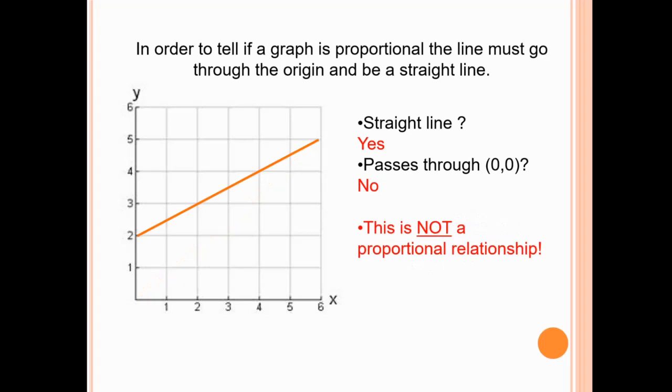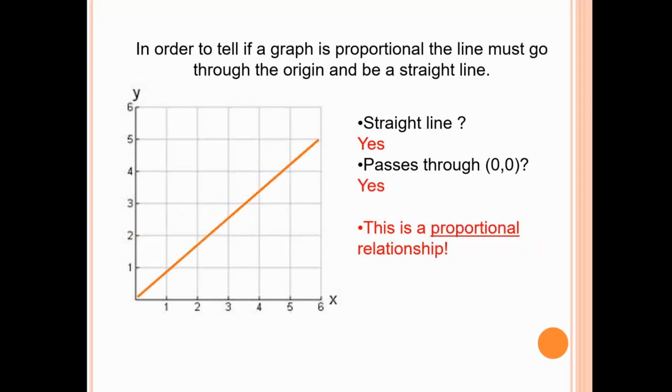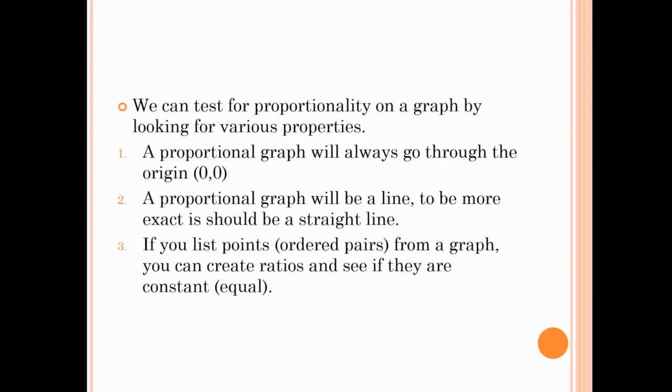For the second example, we have another graph. Is it a straight line? Yes, it is a straight line. Does it pass through (0, 0), or the origin? No. Then this graph is not a proportional relationship. So it's very simple to see whether a graph is proportional or not. With those three simple rules that I gave you earlier, it will be very easy for you to clarify whether a graph is proportional or not.